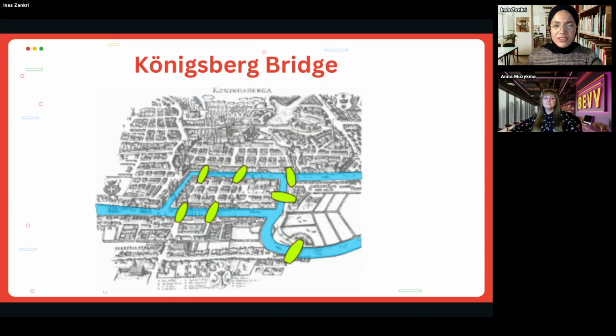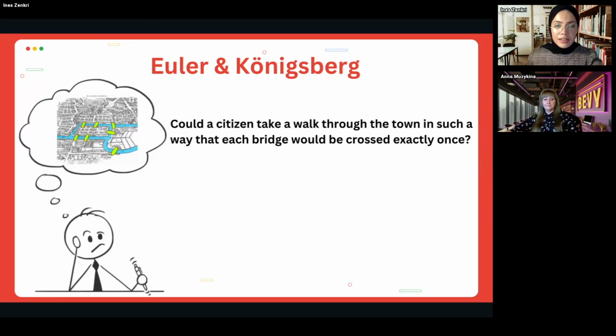So this is a city in Russia, and basically in this city there were 7 bridges connecting different parts of the town, and the problem was, can a citizen walk through the town in such a way that each bridge will be crossed exactly once? And I've brought some possibilities. Let's try to explore them together.